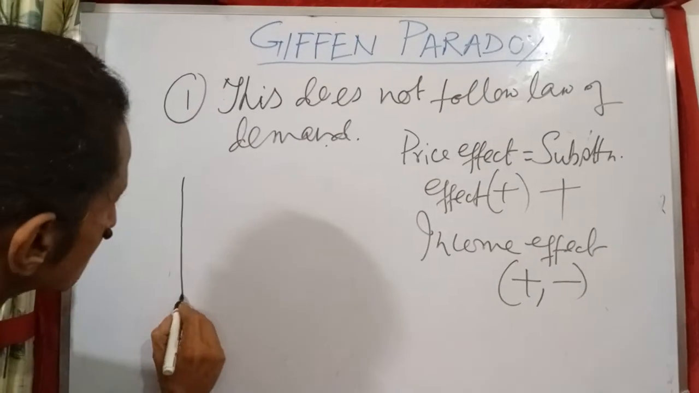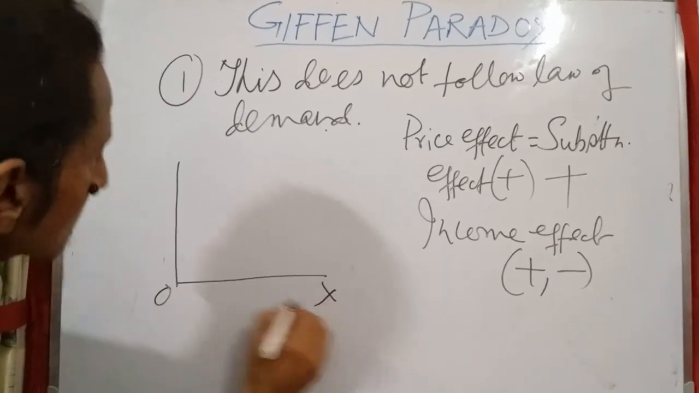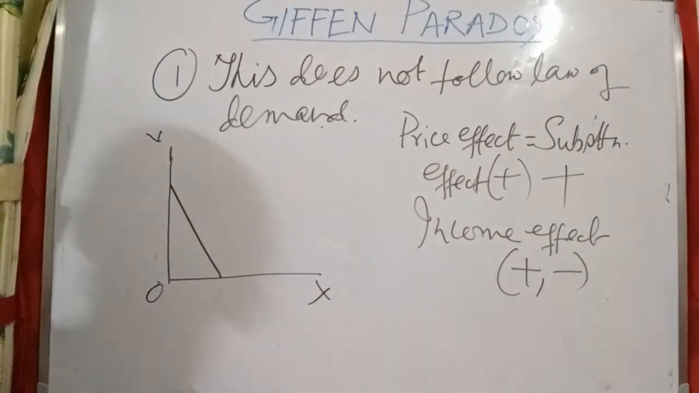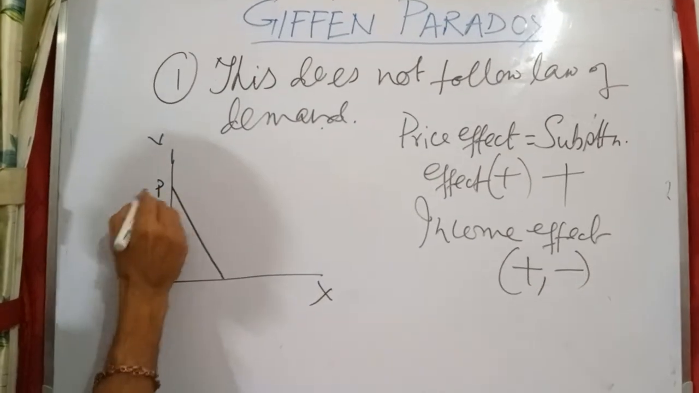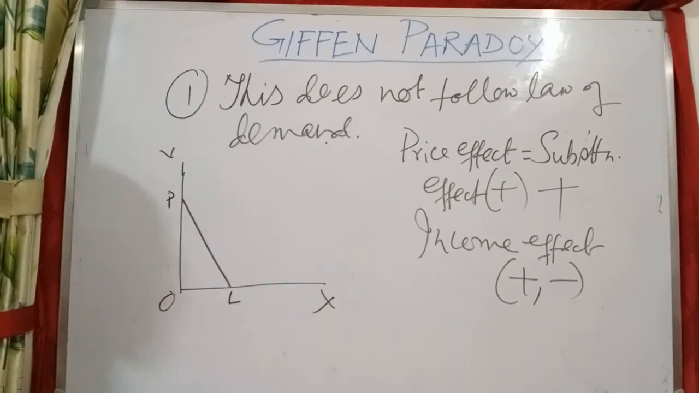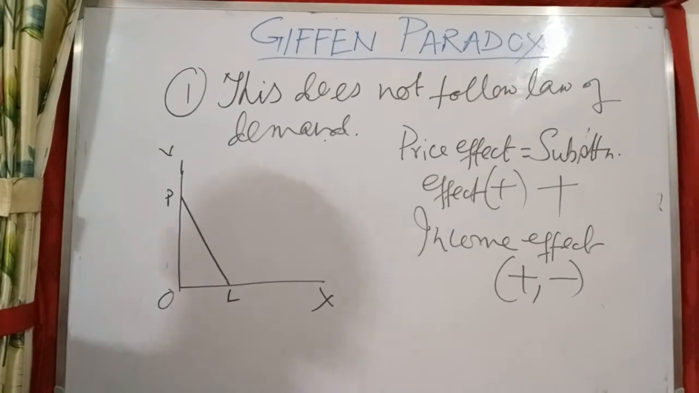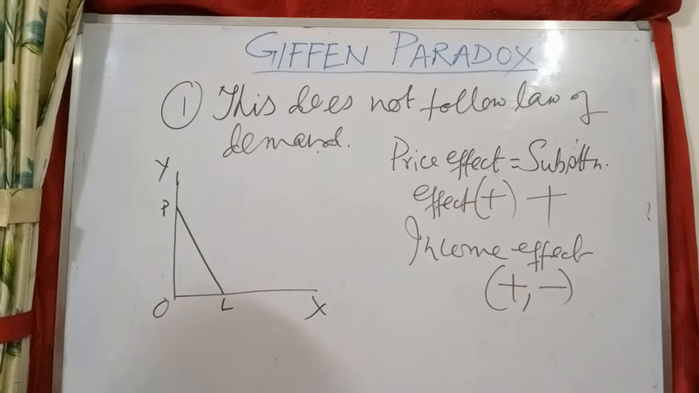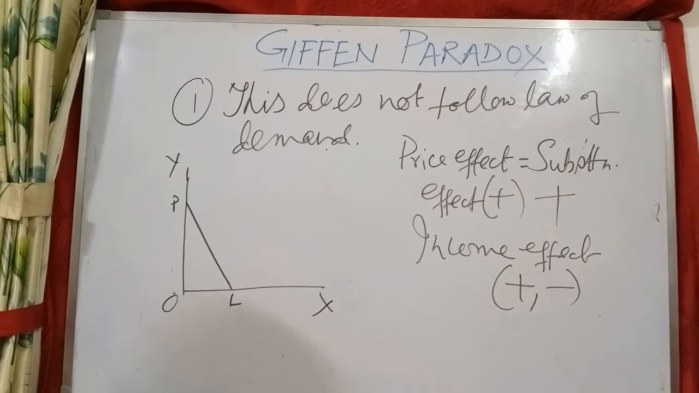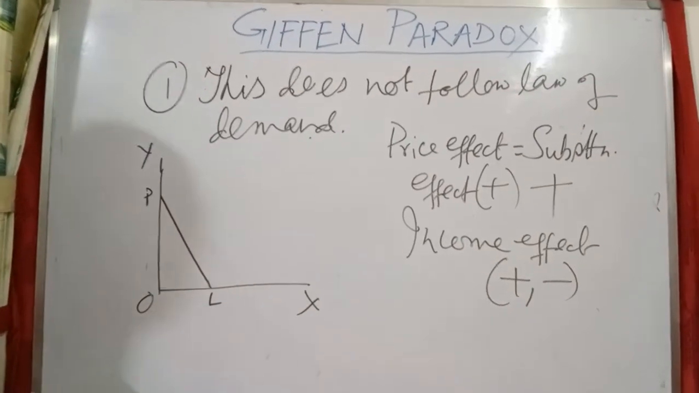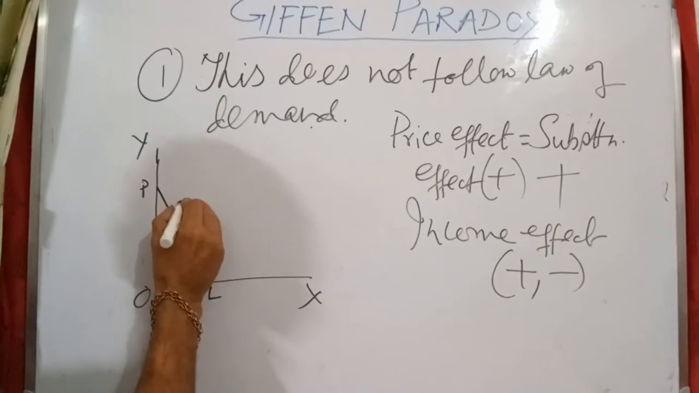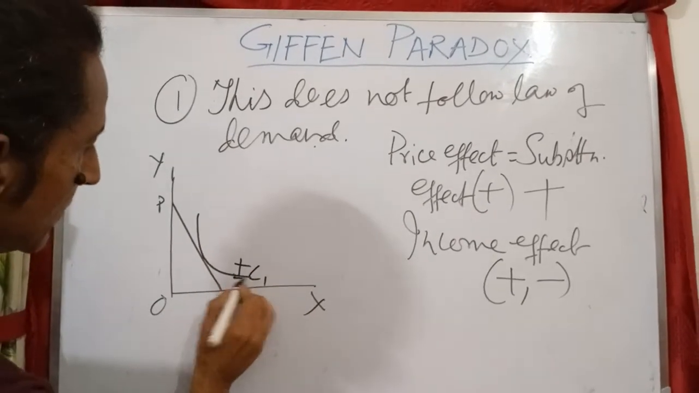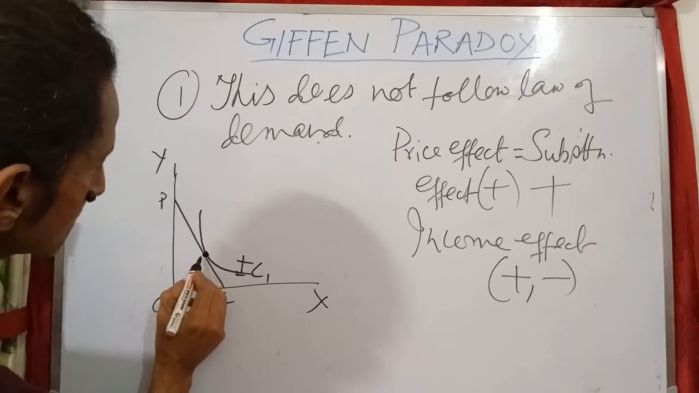Suppose this is the initial budget line or price line. This is X, this is Y. Now, with this budget line, the consumer is in equilibrium, say IC1, at this point. Say this is P.